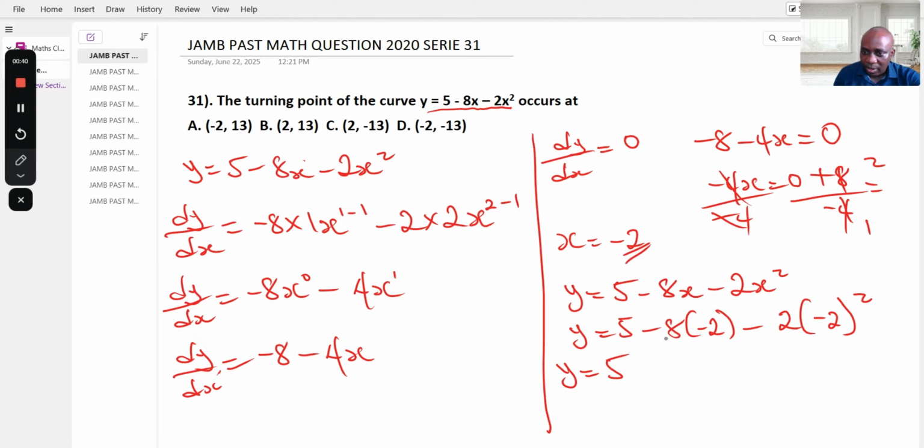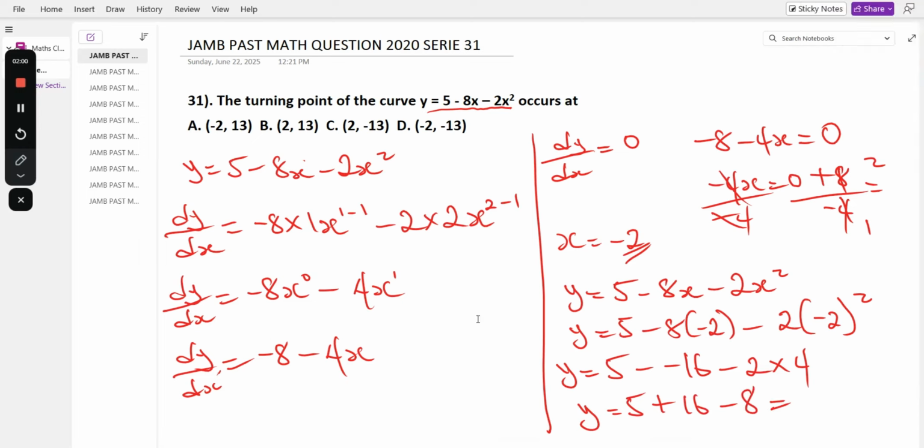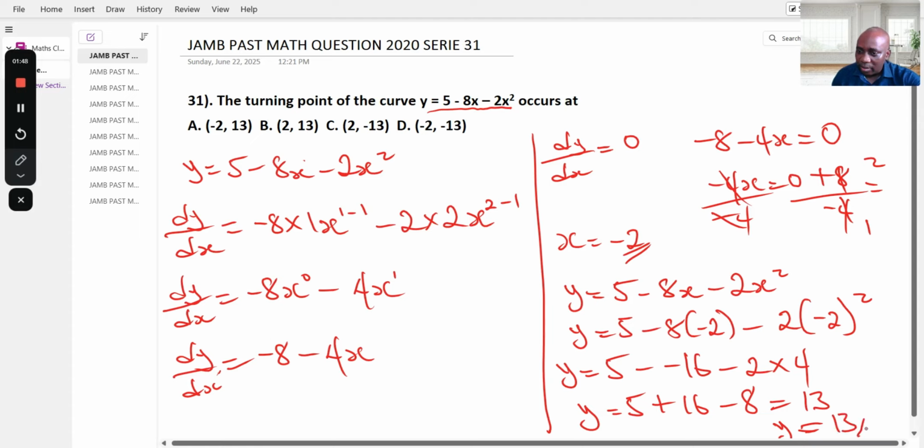Therefore, 5, 8 times 2 is going to give us 16. Therefore, minus 16, because we have minus 2 here. 8 times minus 2 is going to give us minus 16. Minus 2 times minus 2 is going to give us plus 4. Therefore, 2 times 4. y is equal to, this one we change to plus 16, minus 2 times 4 is going to give us 8. Therefore, our y is going to be 13. 5 plus 16, 21. 21 minus 8 is equal to 13. Therefore, our y is 13.